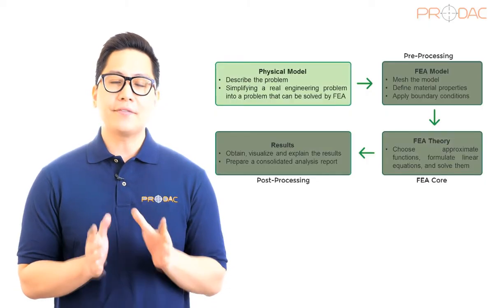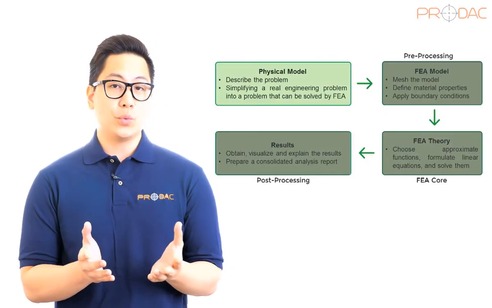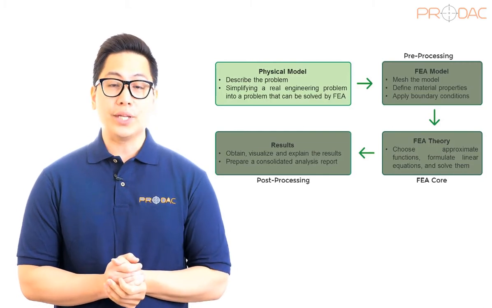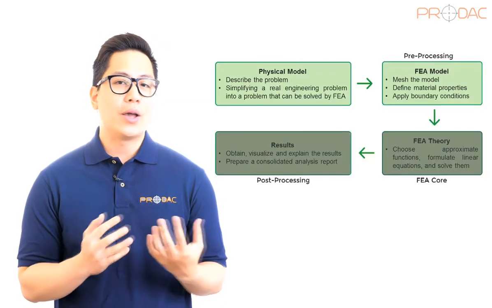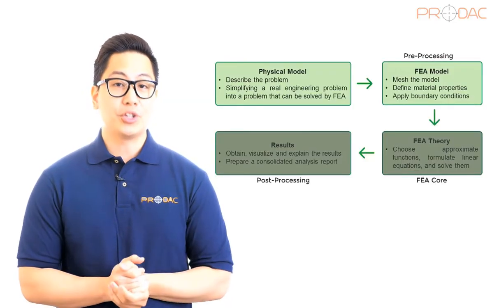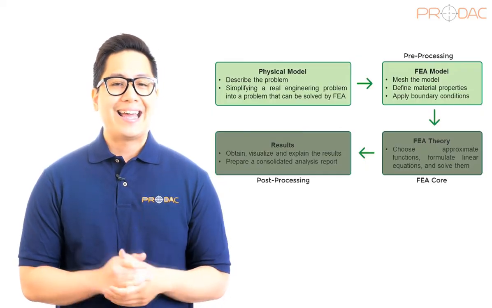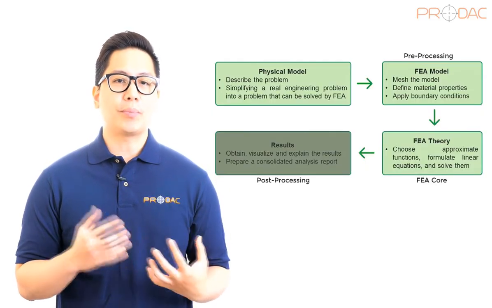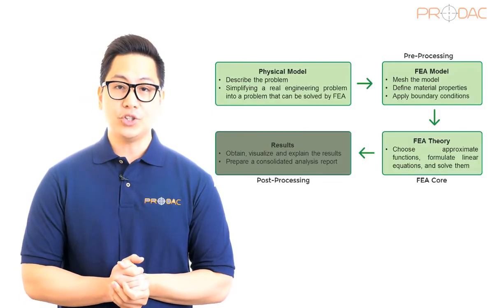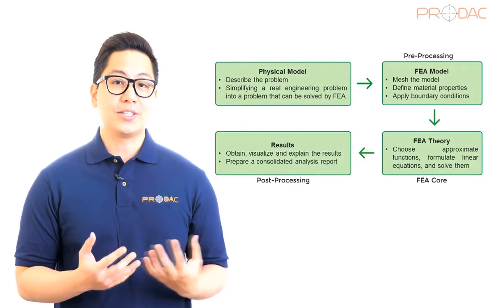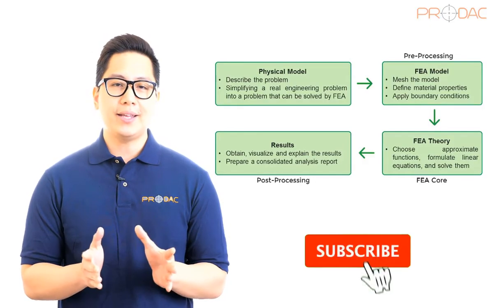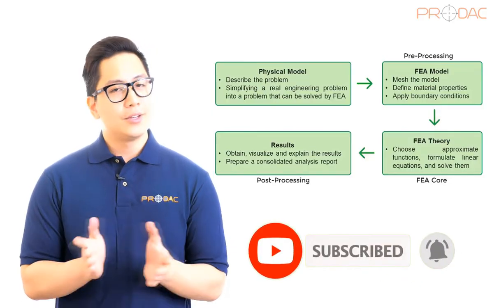Let's talk about the general procedure of FEA. As a first step, take the physical model and define the problem we are going to work on. It's basically the conversion of a real-world engineering problem into an FEA problem. Next step is called pre-processing, where we define the material properties, mesh the model, and apply boundary conditions on it. Next is FEA theory, where we choose approximate functions, formulate linear equations, and solve them. This is core FEA and involves mathematics. The last step is known as post-processing, where we have to obtain, visualize, and explain the results. So that was the procedure of an FEA problem.